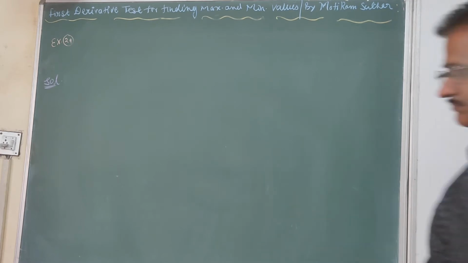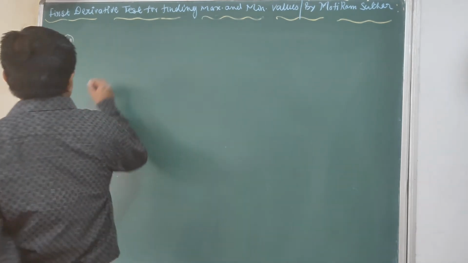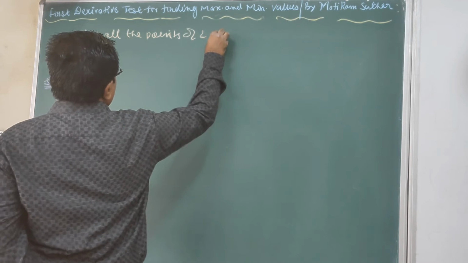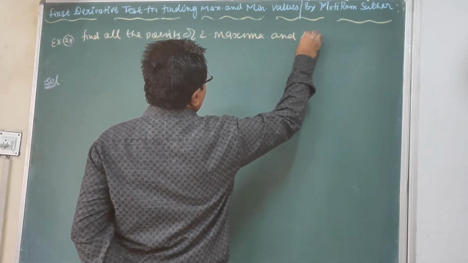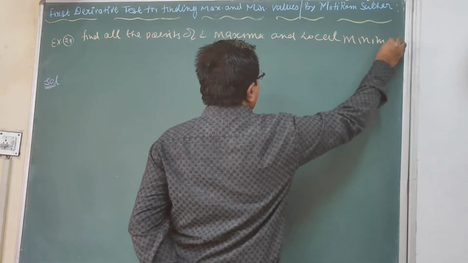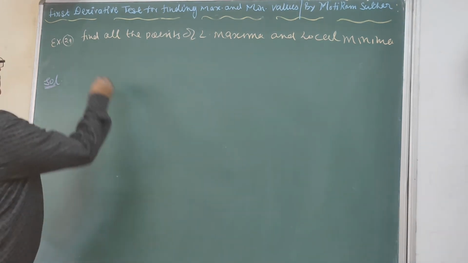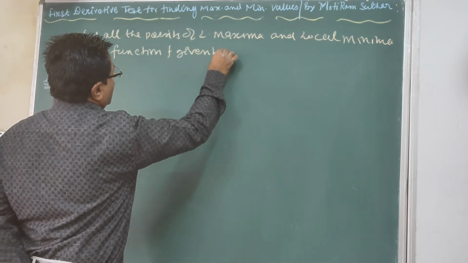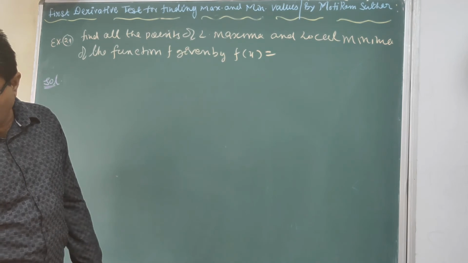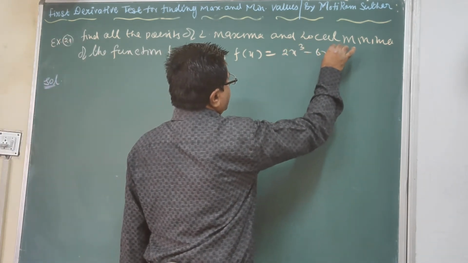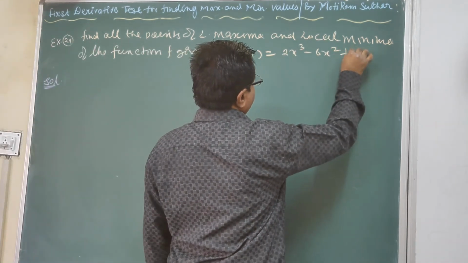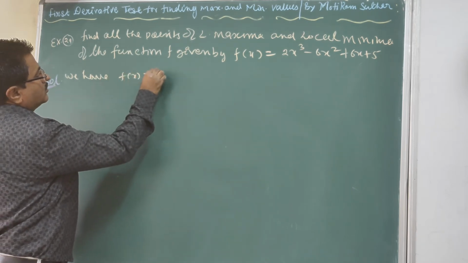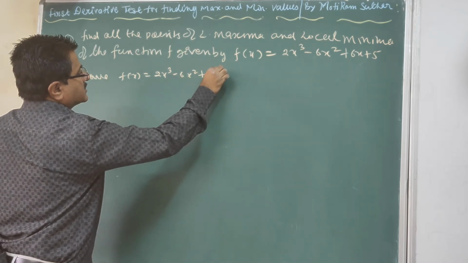Next example we consider: find all the points of local maxima and local minima of the function f given by f of x equal to 2x power 3 minus 6x square plus 6x plus 5. So same process we have to follow here. In the solution, f of x equal to 2x power 3 minus 6x square plus 6x plus 5.